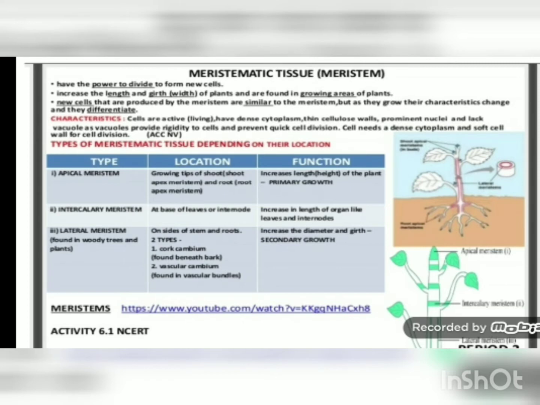The third one is lateral meristem. It is found in woody trees and plants, on the sides of the stem and roots. It is responsible for increasing the girth, that is the diameter, of the plant. So we say that it is responsible for secondary growth. Apical meristem is responsible for primary growth, whereas lateral meristem is responsible for secondary growth.